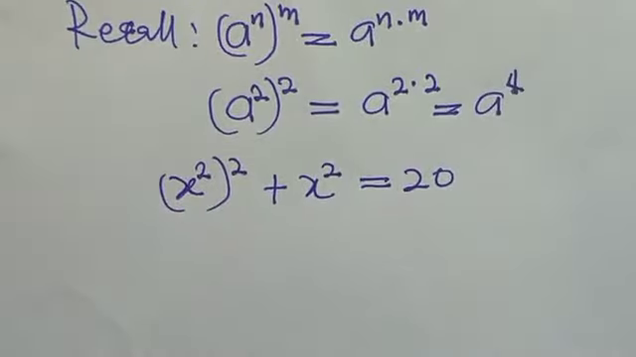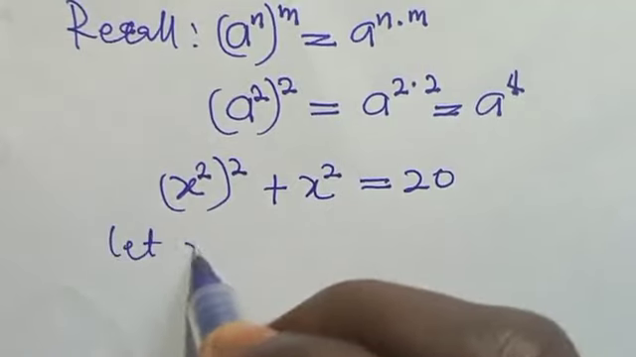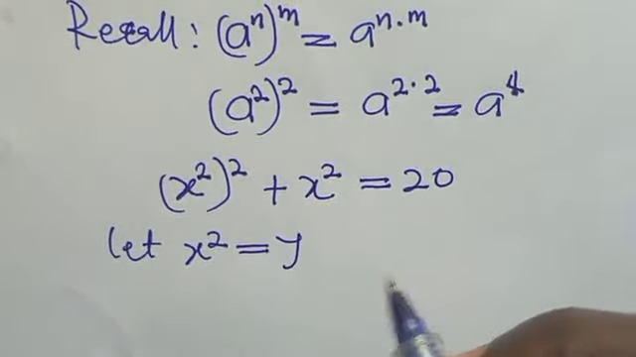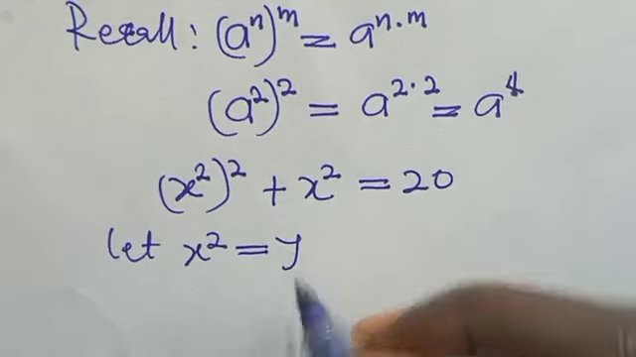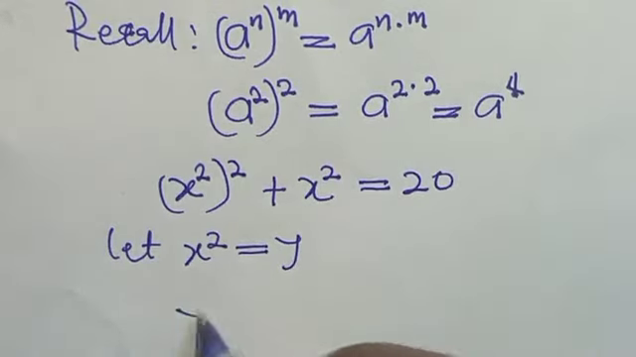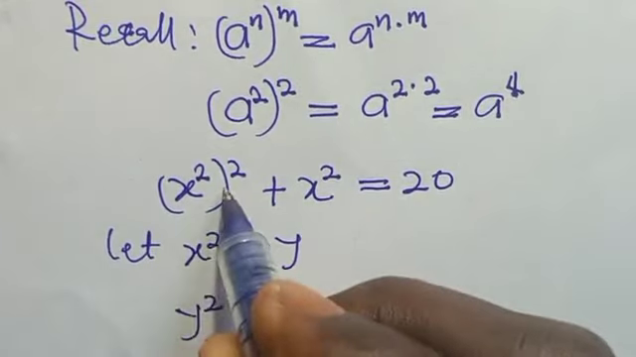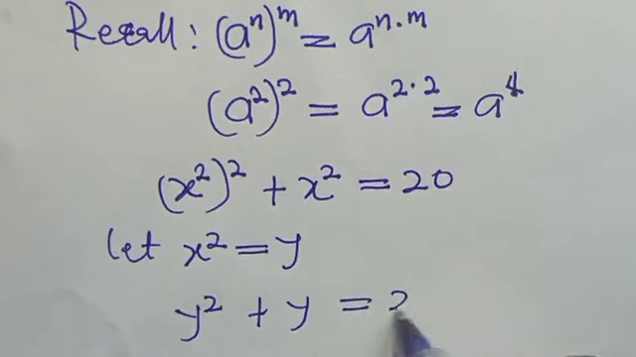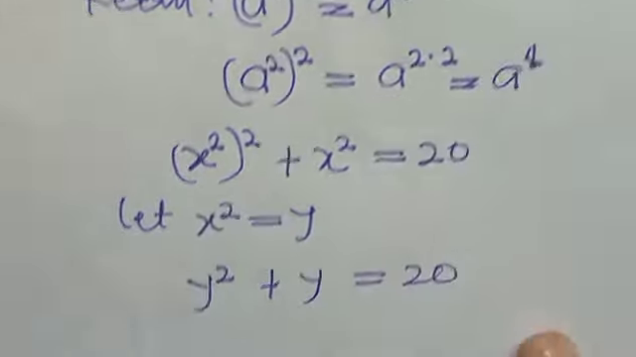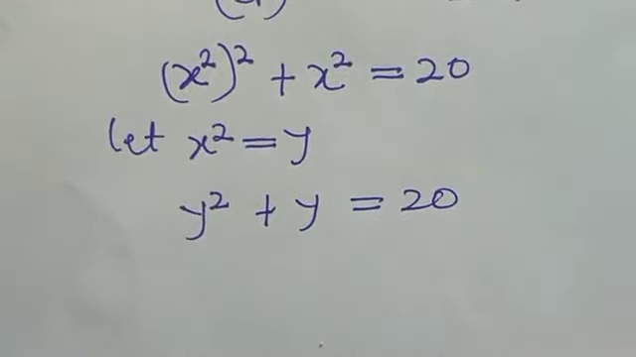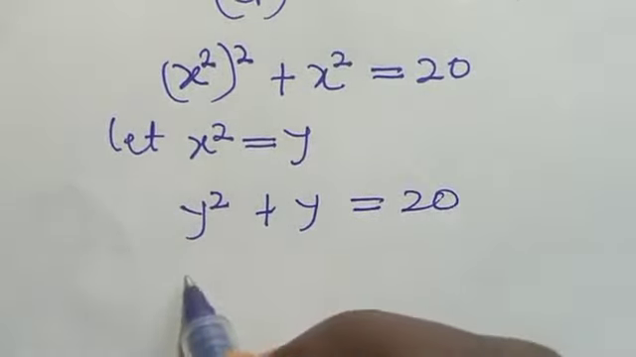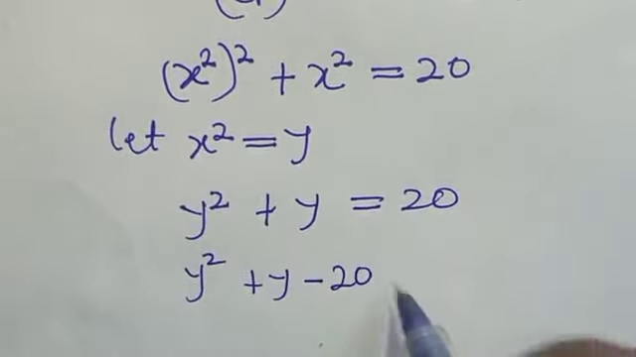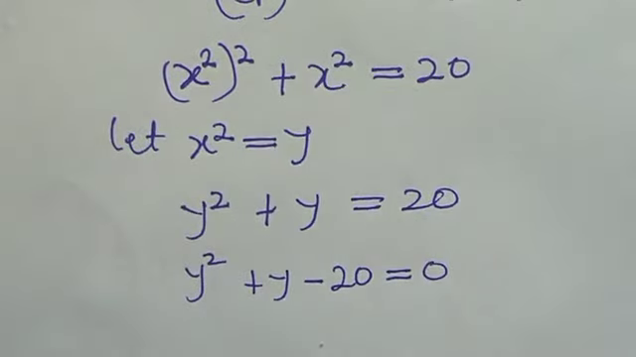So the next thing we'll do is to say let s raised to power 2 equal y. In the place of s raised to power 2, we're going to put y. So the equation will become y raised to power 2 for this, plus y for this, equals 20. And this is a typical example of a quadratic equation. And if we say y squared plus y minus 20 equals 0.